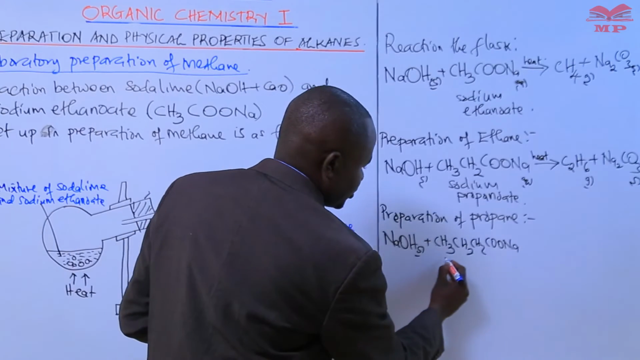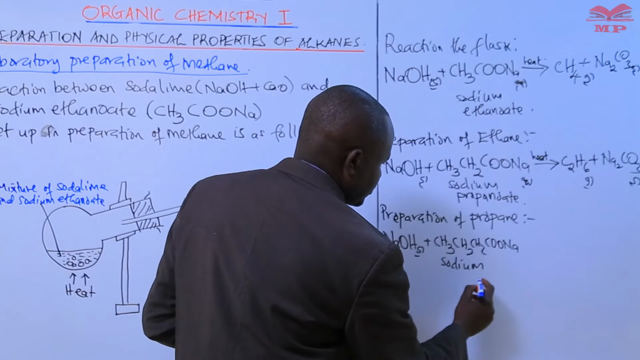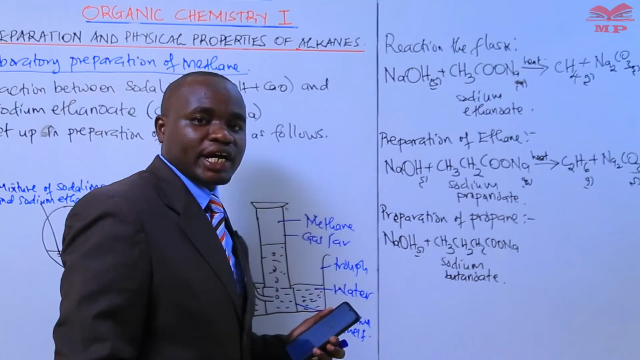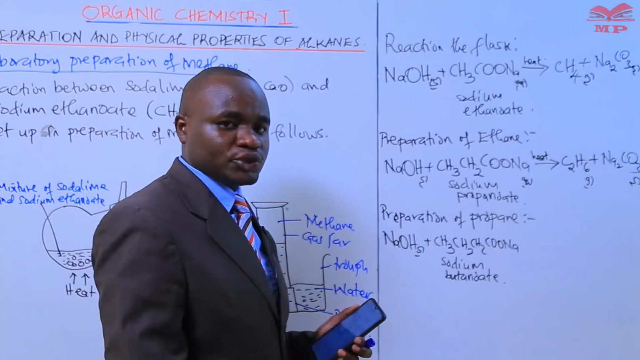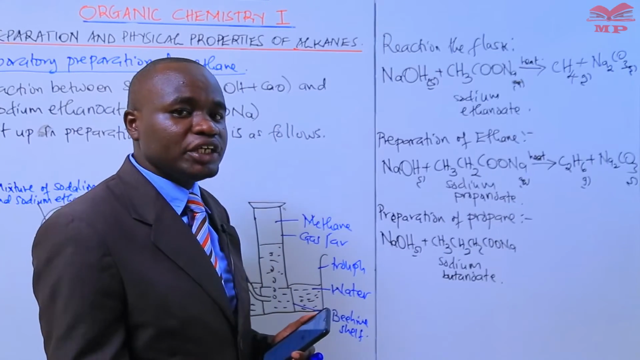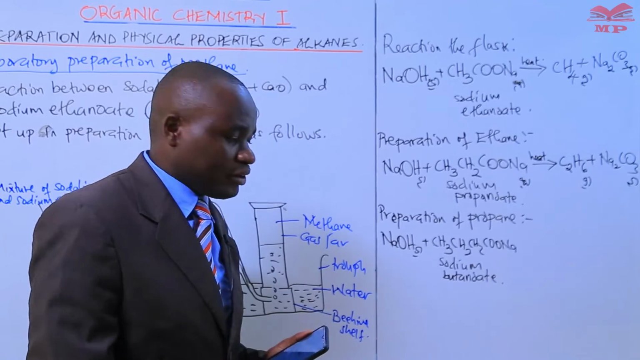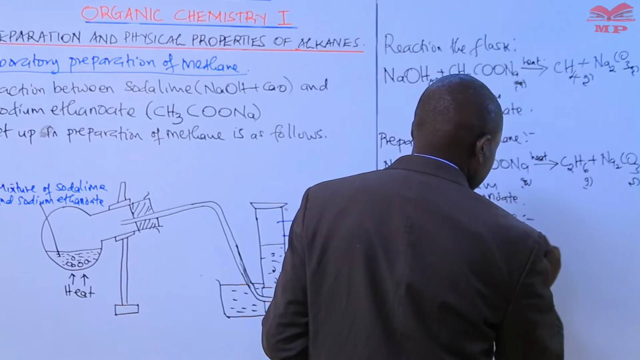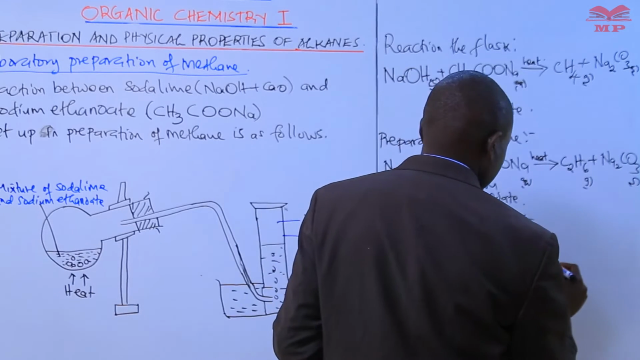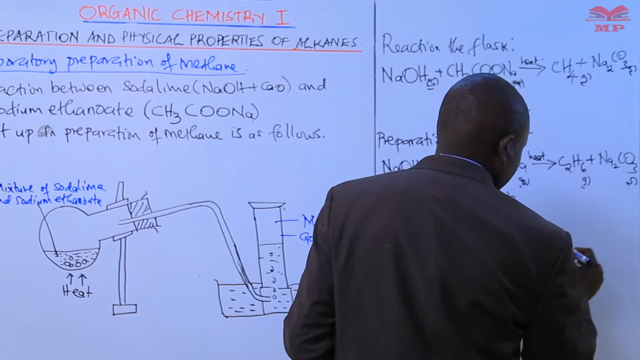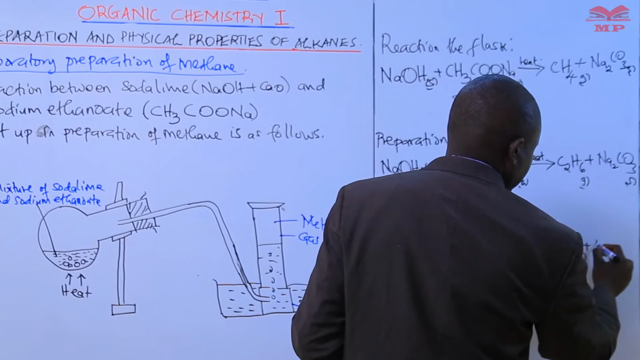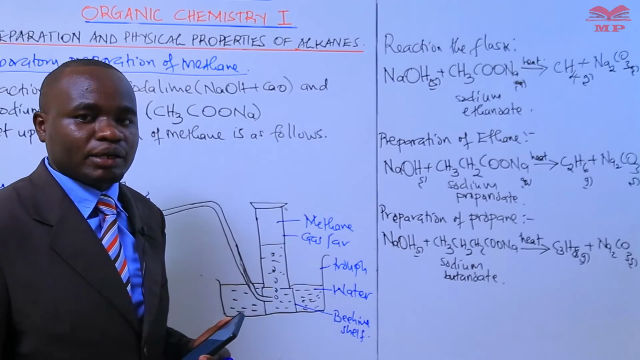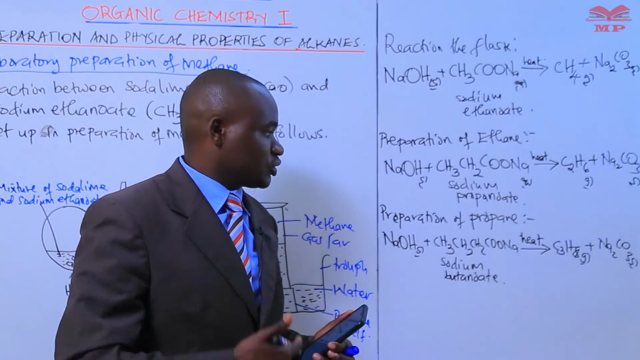So this organic salt is called sodium butanoate. From the name butane, butane has 4 carbon atoms. Therefore, the organic salt will be butanoate. So butanoate is used to prepare propane. So the reaction occurs in the presence of heat once again. So the product will be propane, which is C3H8, plus the other common product, which is sodium carbonate. And the process continues on like that.